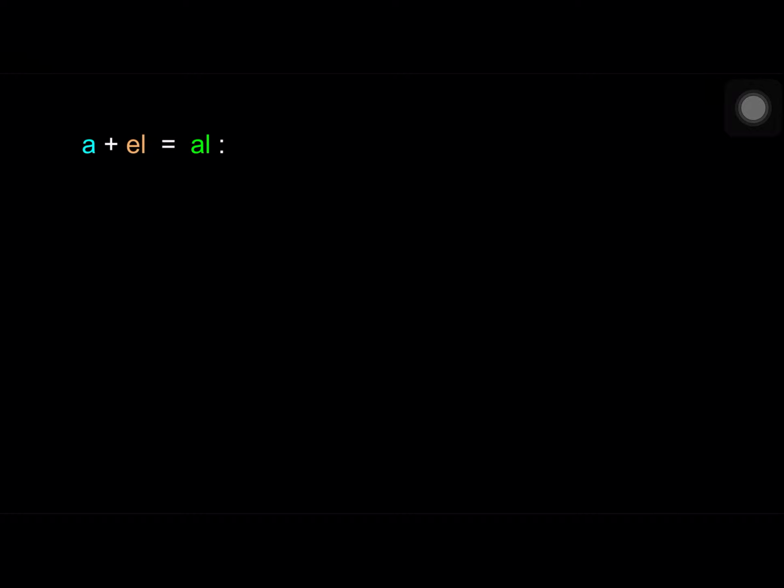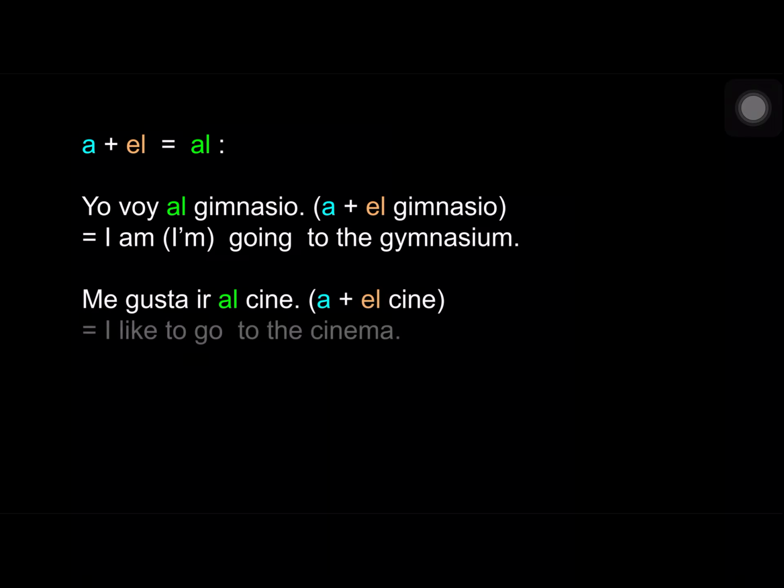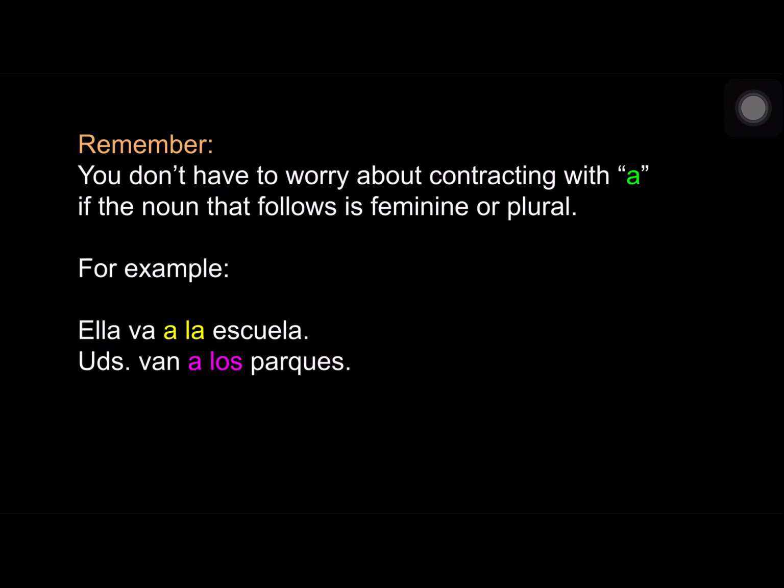So let's practice the contractions real quick. If I say I'm going to the gym, gym is masculine, el gimnasio. So you don't want to say voy a el gimnasio, contract it to al gimnasio. I'm going to the gym. Or here, if we're dealing with theater, cinema, el cine, it's masculine. So in this sentence, I would say me gusta ir al cine. The a and el contract to make al, which means I like to go to the cinema.